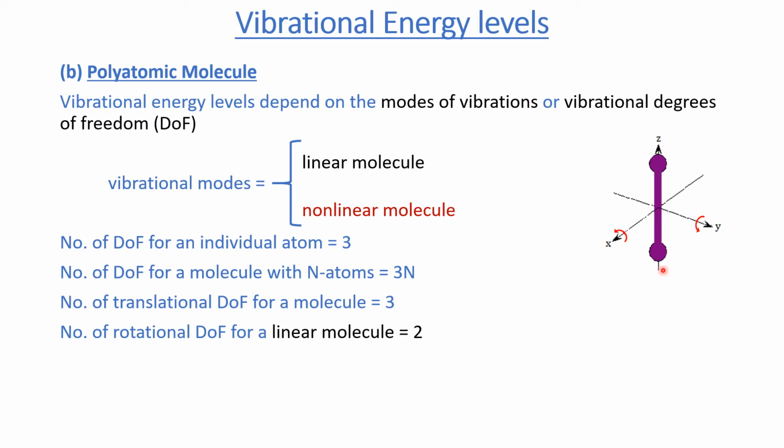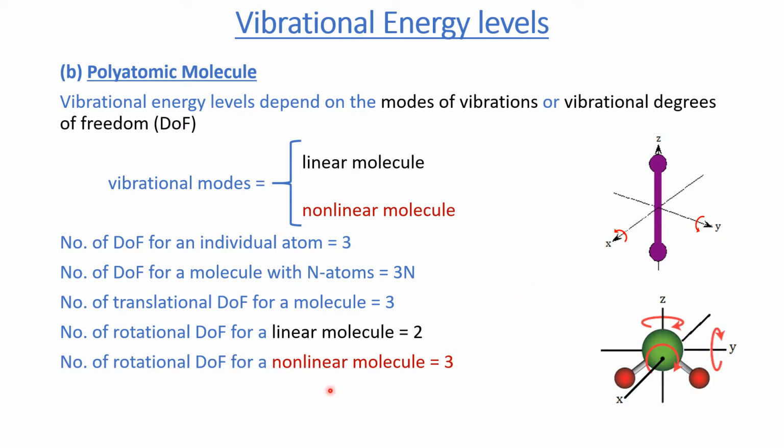For example, this is a linear molecule oriented along the z-axis. It can only have rotation about the x-axis and rotation about the y-axis. Its rotation about the z-axis is meaningless. Similarly, if we have a non-linear molecule, the number of its rotational degrees of freedom is 3, because it can rotate about the z-axis, the x-axis, and the y-axis.